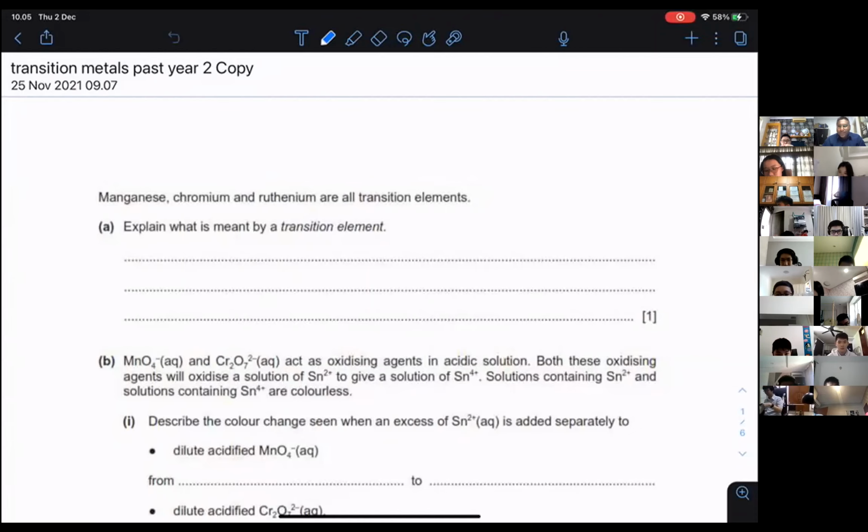Metal past year paper, the second version. Yeah, so we will try to answer this together. I have seen some of your submissions. I think there was a very interesting one, I'm very sure you would have actually seen it also.